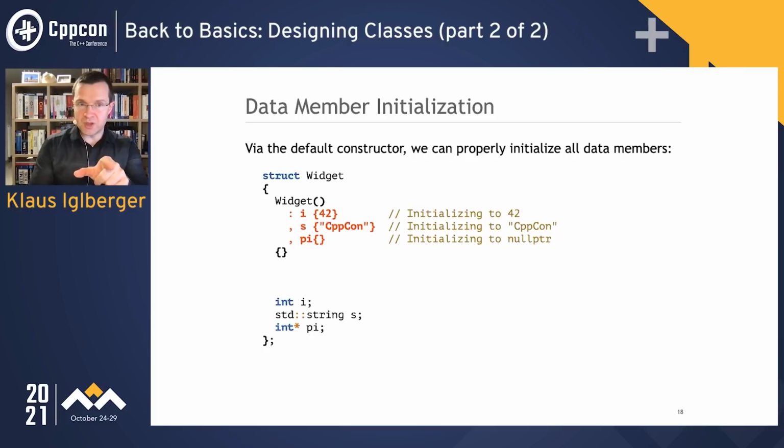And please note the order: i, s, p. That's exactly the order that I also have down here, because that is the binding order. You cannot change that. You have to initialize these data members in exactly the order that you declare them in the class. All right. And that's great. This is what we should do. This now is a properly implemented default constructor.